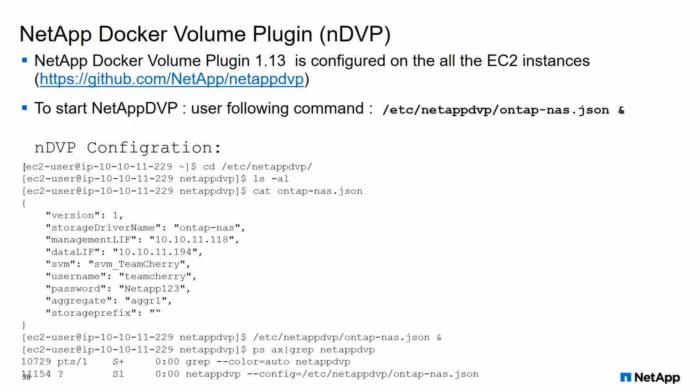Next slide, please. So this is the Docker configuration. It's all pre-configured. This information is available for your reading purposes, for information only. The configuration is already set, and if you look at it, this is for a team called Team Cherry. So this is configured to access the storage volume of the ONTAP Cloud for Team Cherry.